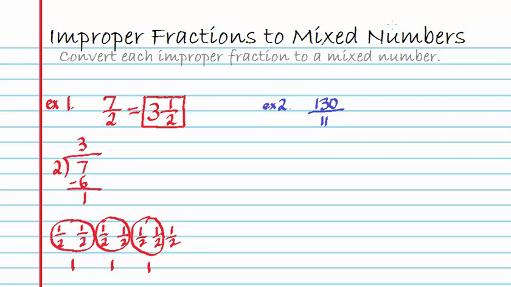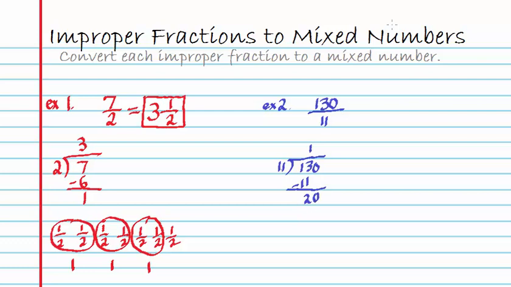Since my improper fraction is 130 over 11, I'm going to divide 11 into 130. I know that 11 goes into 13 one time. 1 times 11 is 11. So I subtract 13 minus 11. That's 2. I'm going to bring down my 0.